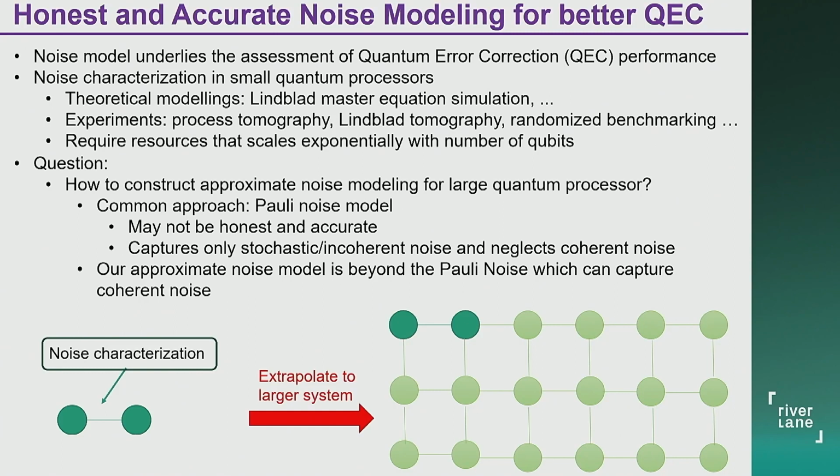One strategy to model noise in a large quantum device is to assume the Pauli noise model. However, this may not be an honest or accurate description of the real noise because it does not capture the coherent noise, which can be the dominant noise in the quantum device. So in this talk, I will present a general systematic way of constructing approximate noise model beyond the Pauli noise, which is based on the Lindblad noise model.